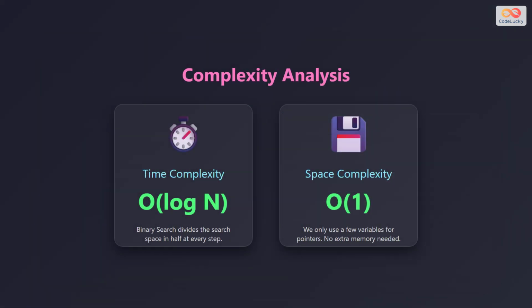Since we divide the search range by 2 in every iteration, our time complexity is big O of log n, and we are using constant extra space, so our space complexity is big O of 1. This meets all the problem constraints perfectly.